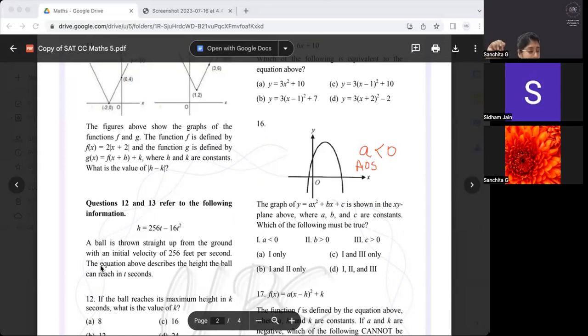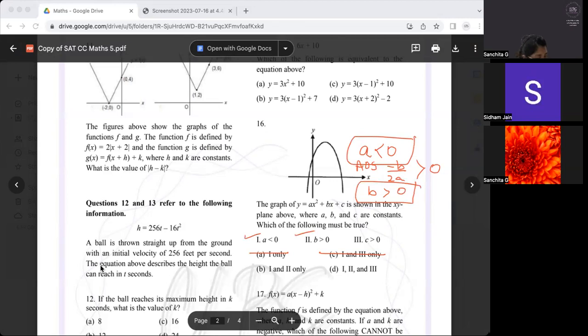Now, axis of symmetry, what is it? Minus B by 2A. So because A is negative, this axis of symmetry will be positive. So I know that B is positive for sure, correct? I know that A is negative and B is positive. So 1 and 2 are definitely there. Can I eliminate C and A? Now I have B and D. 3 I need to check.